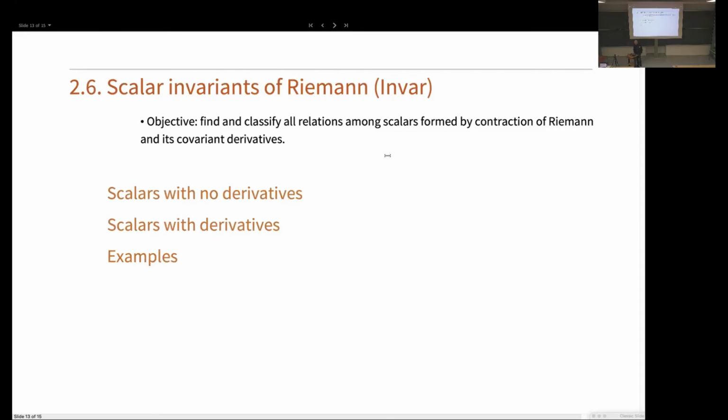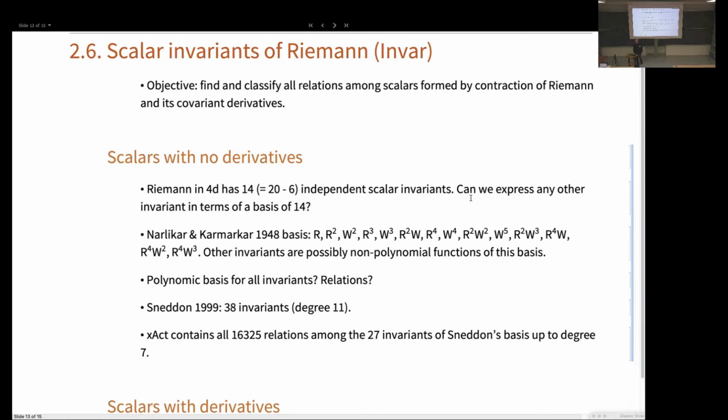Okay, and the last example I want to show is how to manipulate scalar invariants of Riemann. So the problem is the following. This is a beautiful story. So we know that Riemann in 4D has 20 independent components. 6 of them are Lorentz rotations. So there are actually 14 scalars inside. Can we express any other scalars? Once we have a basis of 14, can we express any other scalar in terms of this 14?